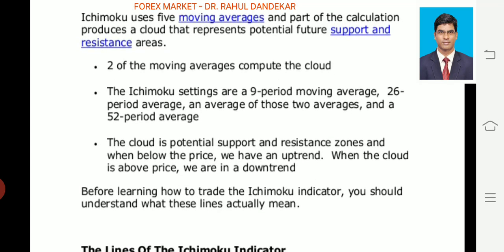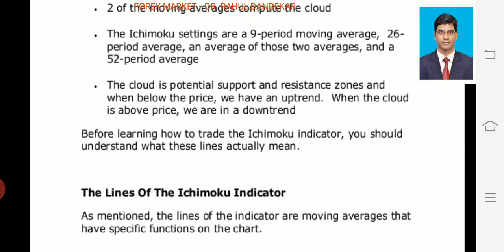The Ichimoku settings are a 9 period moving average, a 26 period average, the average of those two averages, and a 52 period average. The cloud is potential support and resistance zones, and when it is below the price we have an uptrend. When the cloud is above the price we are in a downtrend.